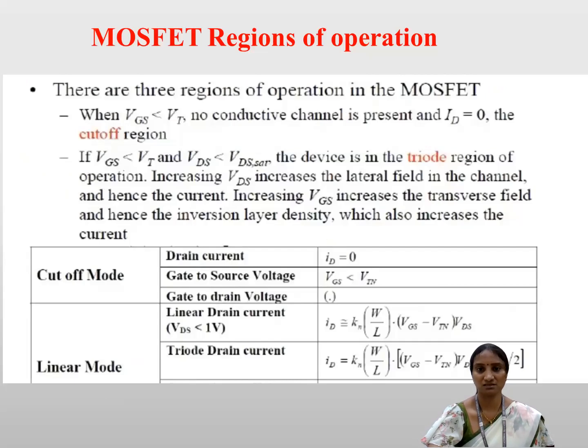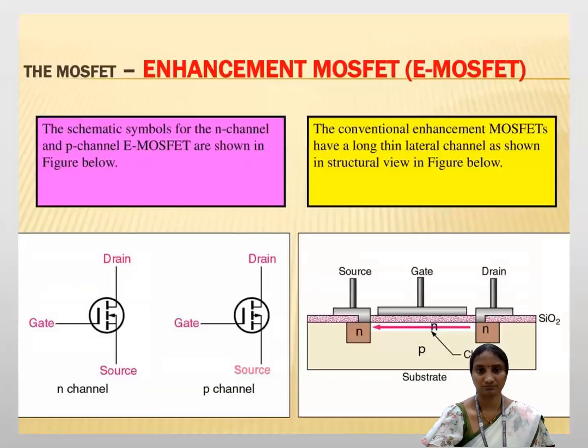So this can be discussed later, soon after we complete enhancement mode and depletion mode MOSFETs. We just come back to the slide. So coming to the MOSFET, we already know that the MOSFET can be operated under two modes, enhancement mode and depletion mode. And we have seen the schematic symbols also.